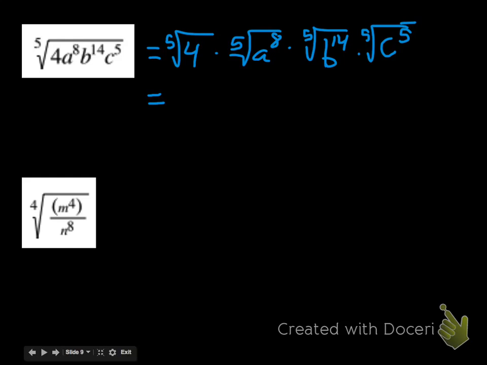I would need a set of 5 of something, right? 4 factors into 2 times 2. There's no way I'm going to get a set of 5 of anything. So the 5th root of 4 stays by itself. Don't go anywhere, 5th root of 4. Be good.